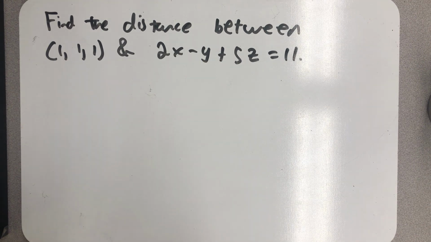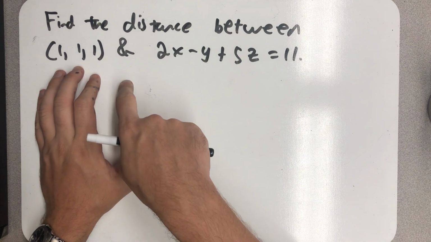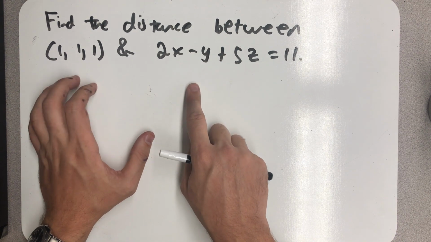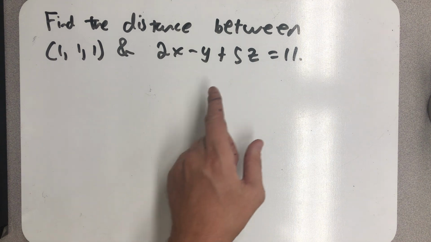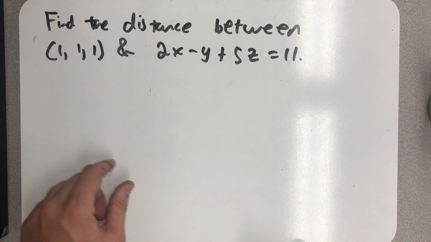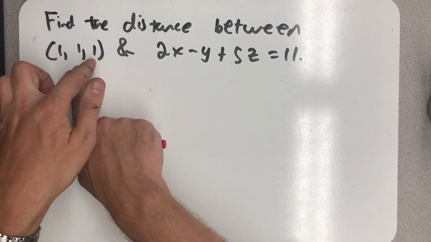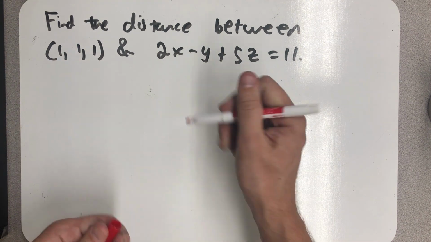Find the distance between the point (1, 1, 1) and the plane 2x minus y plus 5z equals 11. Now, there's a chance that this point actually lies on this plane, in which case if I plug x in for x, y in for y, and z in for z, I should get a true statement.